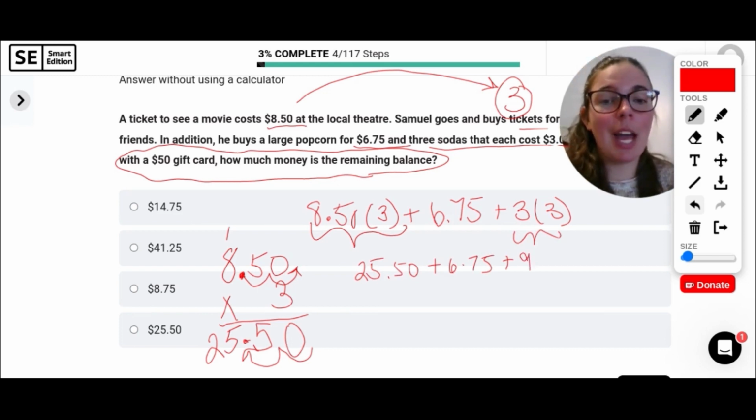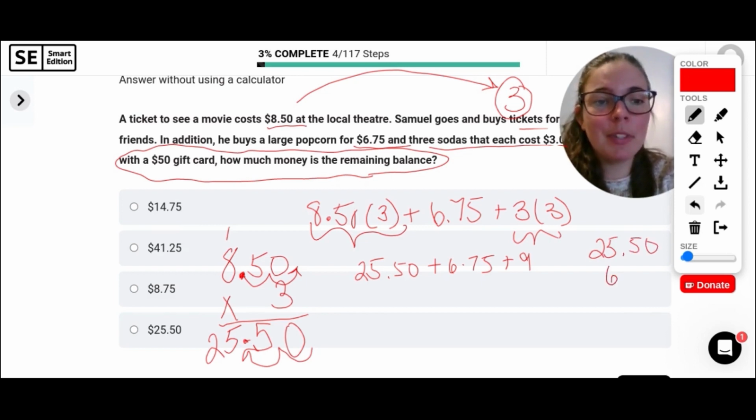Now we need to add these together. Again, no calculator, so I'm going to set up using the algorithm. Make sure you line up your decimal places, really important when we add decimals. 9 doesn't have a decimal, but it's hidden right here.